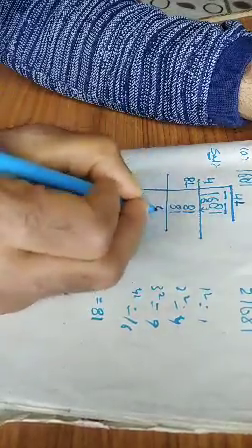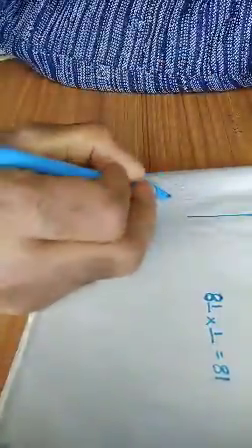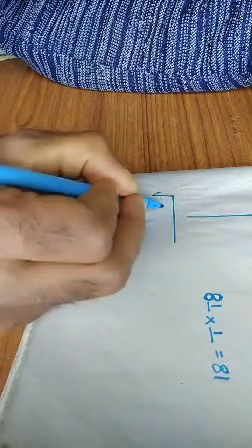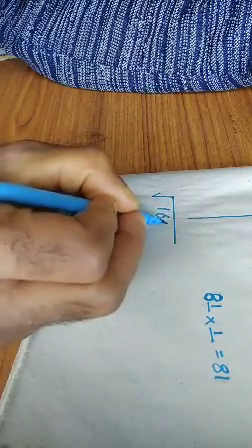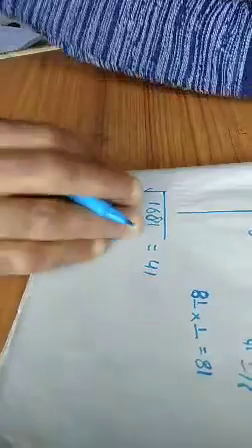After subtracting, we get 0 here. All the pairs are exhausted here. So we can say that the square root of 1681 is equal to 41.